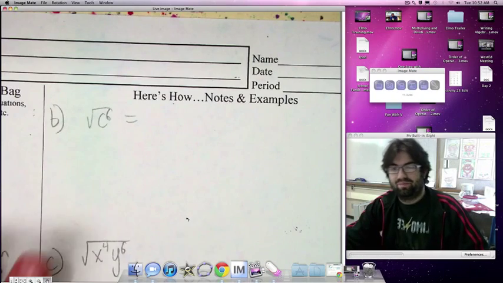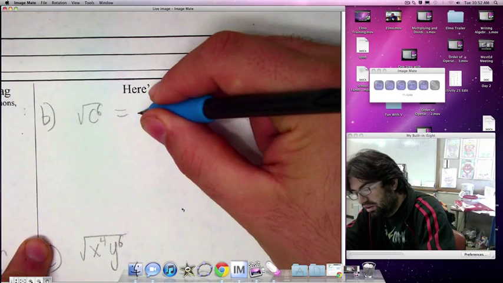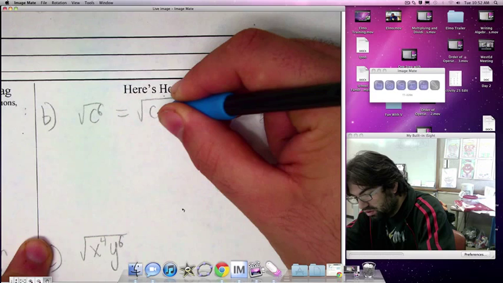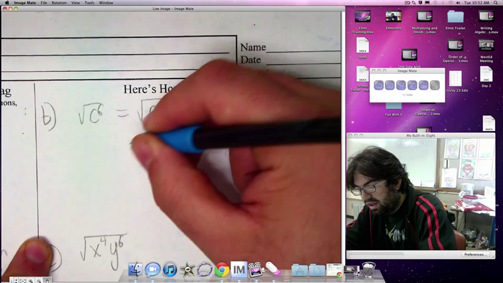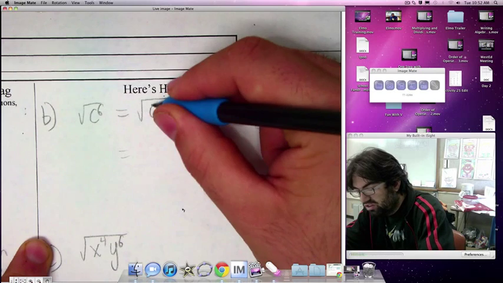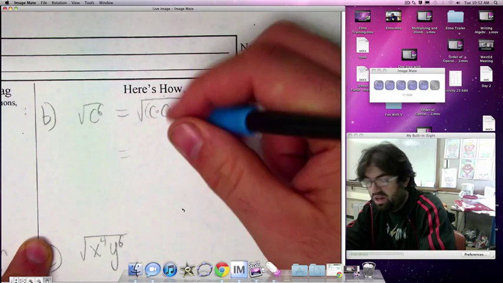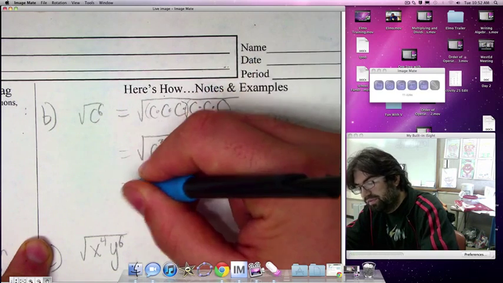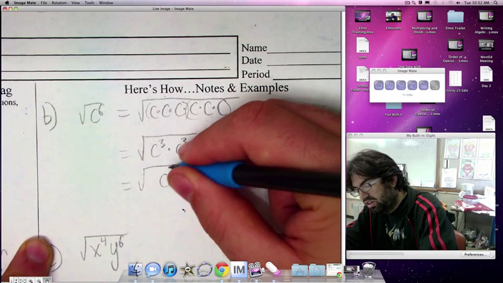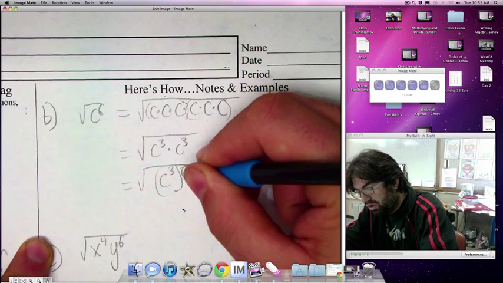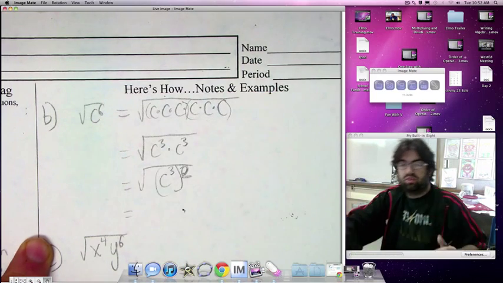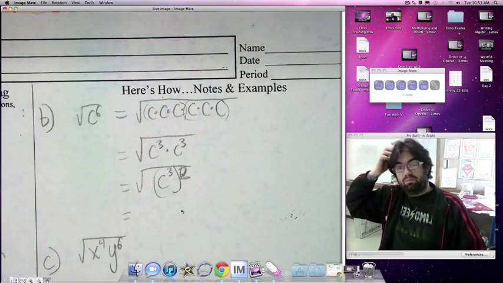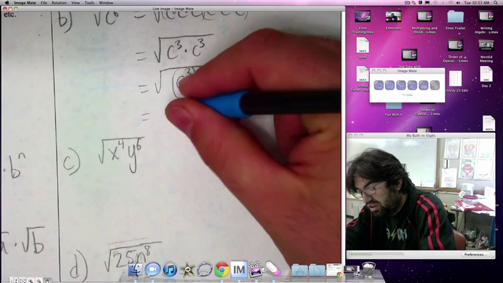Got a few more examples for you. If I want to be real careful, these are the same and these are the same, so really this is c to the third times c to the third. C to the third raised to the second power. And now the square and the square root cancel, so all that's left is c to the third.